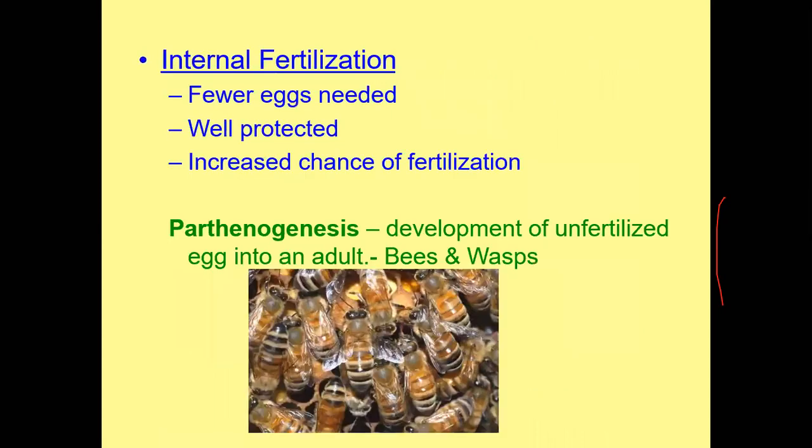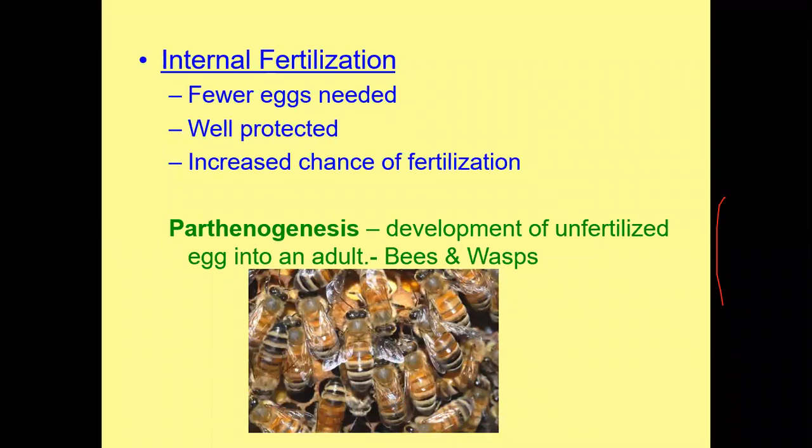Next, internal fertilization. For example, fewer eggs are needed. Some eggs are needed, and they may be well protected. This gives an increased chance of fertilization. After the well-protected eggs, the chance of fertilization increases. For example, honey bees, as we call them. So honey bees can protect their eggs and they can be easily fertilized.